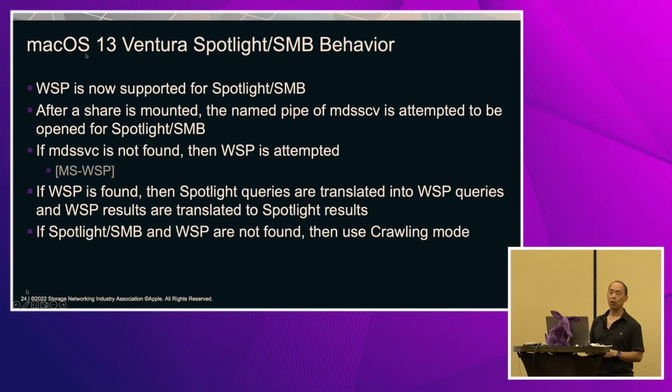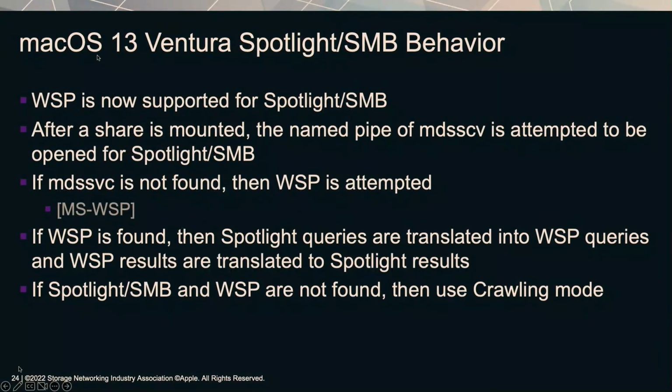New and improved, macOS 13 Ventura, which is coming out. We now support WSP. So same thing. First, the share is mounted. We would like to use Spotlight, so we will try to open MDF service. If we can't find MDF service, we will then attempt to open WSP. I'm not going to go over the whole specs of WSP; there's a whole protocol specification document out there that you can read. If we can connect to WSP, we will now translate Spotlight queries into WSP queries. And when the WSP results come back, we automatically translate them back to Spotlight results. And again, if we can't find Spotlight and we can't find WSP, then we drop down to crawling mode again.